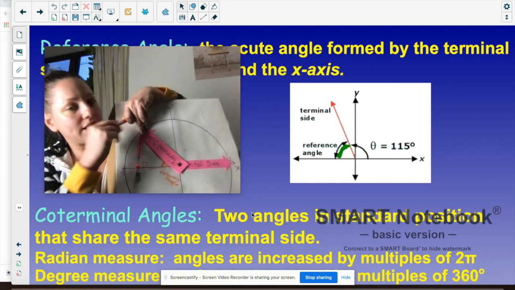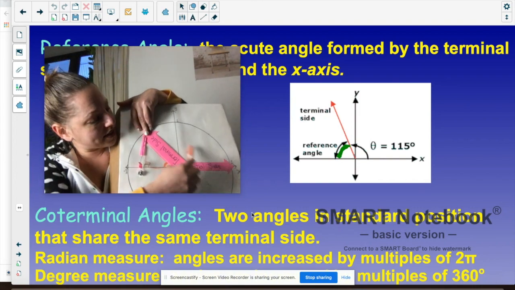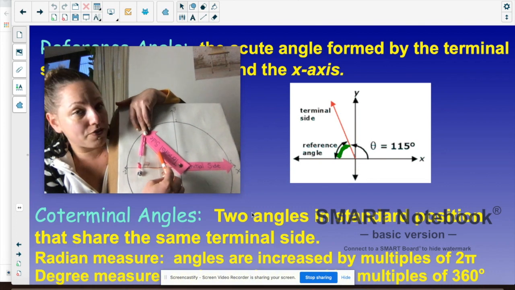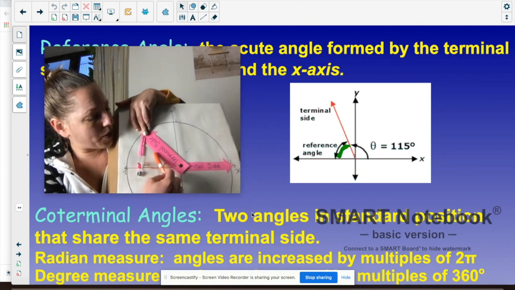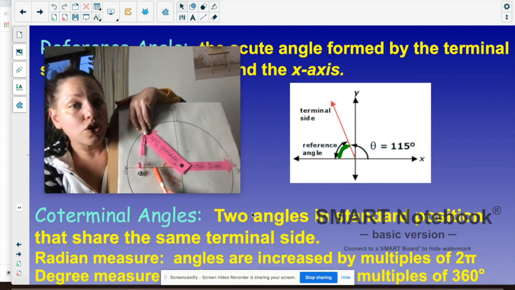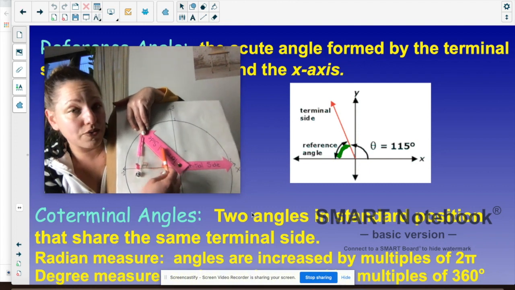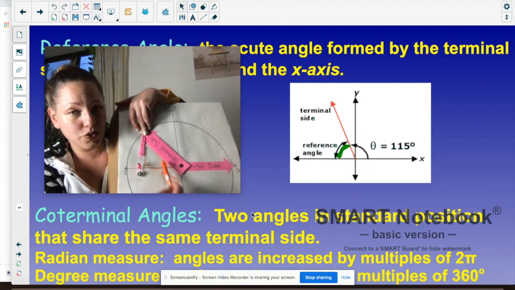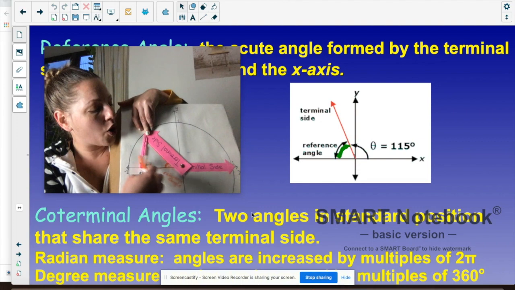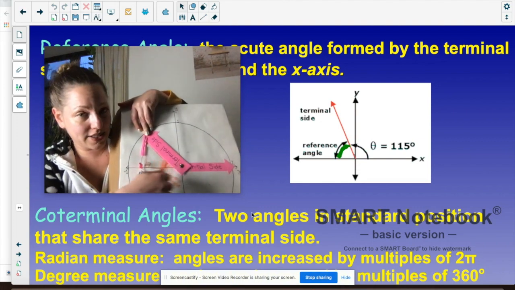So the way you find it is think. Let's say this is at 105, you would say, well, if I went all the way here, I'd go to 180. So you do 180 minus 105, and that tells you what angle's right in here. So always think, where am I going to the x-axis?